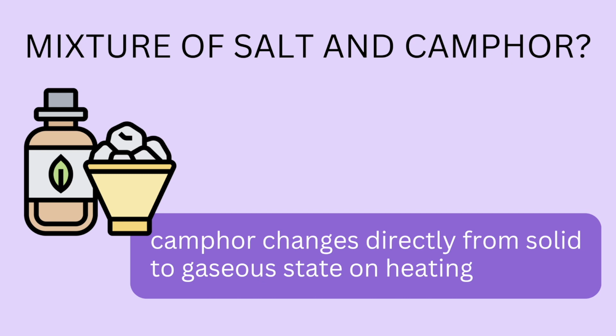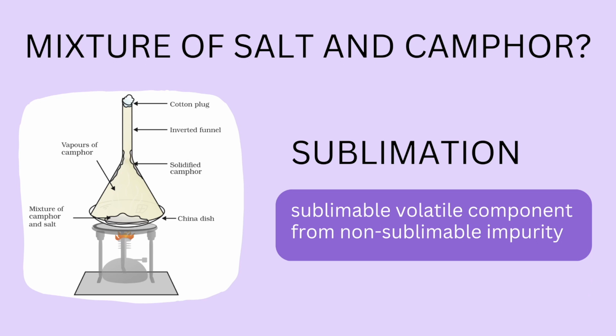So a method that you could use to separate salt from camphor could be heating it so that it evaporates and becomes into gas, and then you can cool it to convert it back into solid. Whereas salt, it doesn't sublime, it doesn't become gas on heating. So that is something that we know, and we can use this property to separate camphor from salt. So that is exactly what we are going to do.